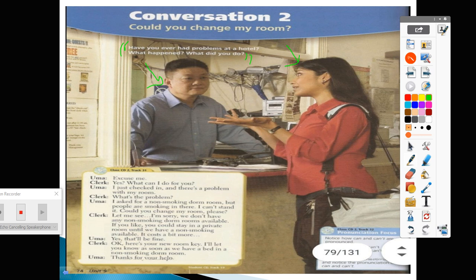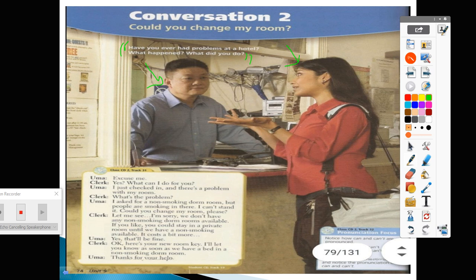Now she has booked or reserved a non-smoking room, but they gave her a smoking room instead, and that of course bothers her since she is a non-smoker and needs her room to be changed. "I can't stand it" means that I hate that. Could you change my room, please?